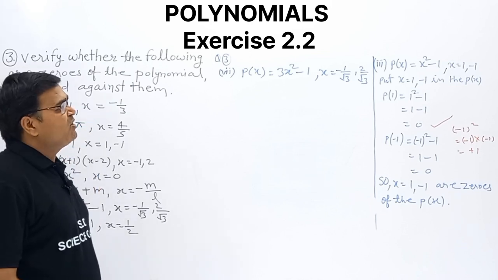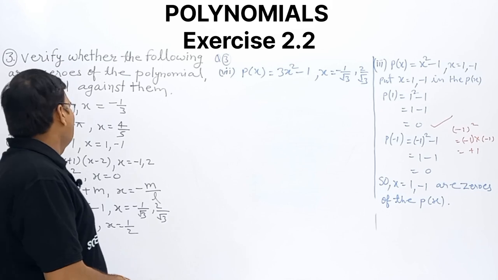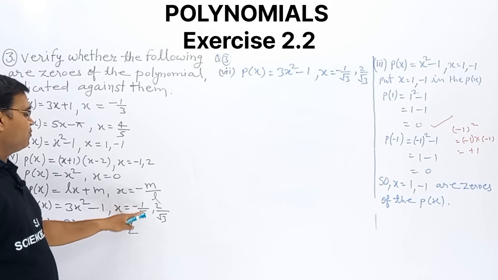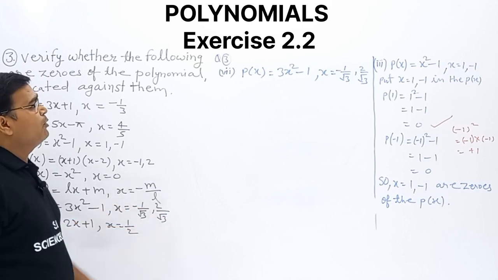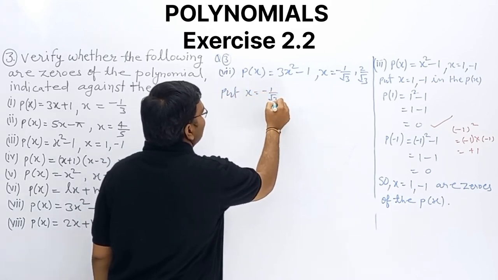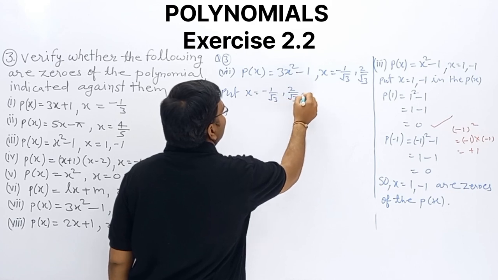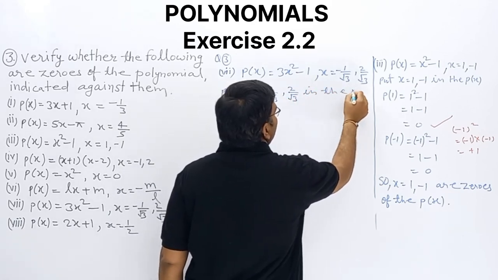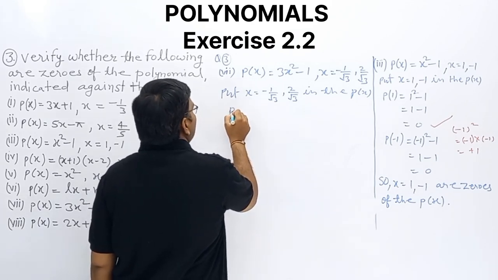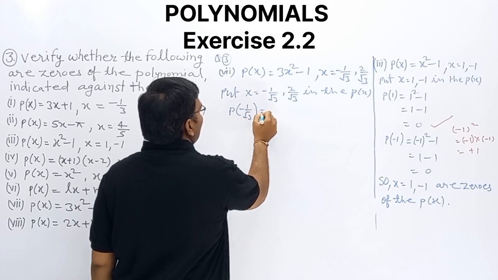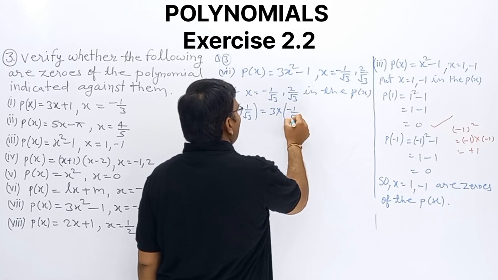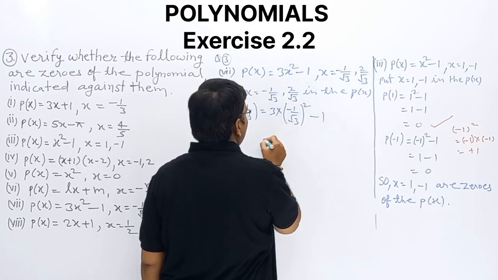We want to check whether the given zeros are its zeros or not. Question number 7: 3x square minus 1, x equal to minus 1 upon root 3 and 2 upon root 3. So put x equal to minus 1 upon root 3 and 2 upon root 3 in the polynomial. When we put minus 1 upon root 3, what is its value? At the place of x we put minus 1 upon root 3 whole square, minus 1.